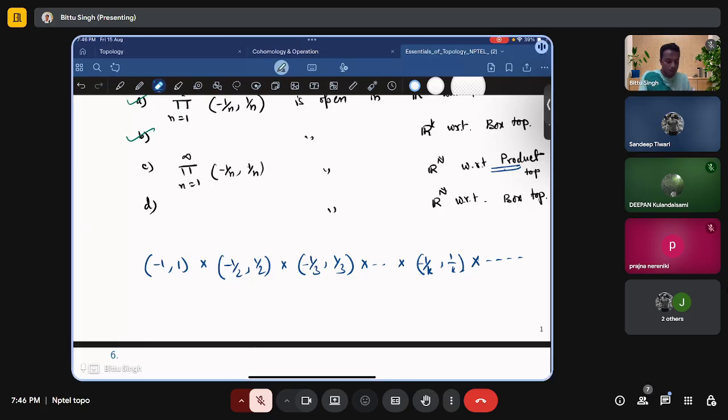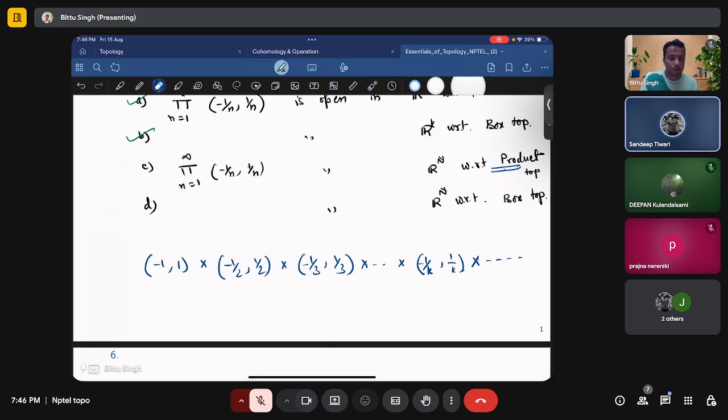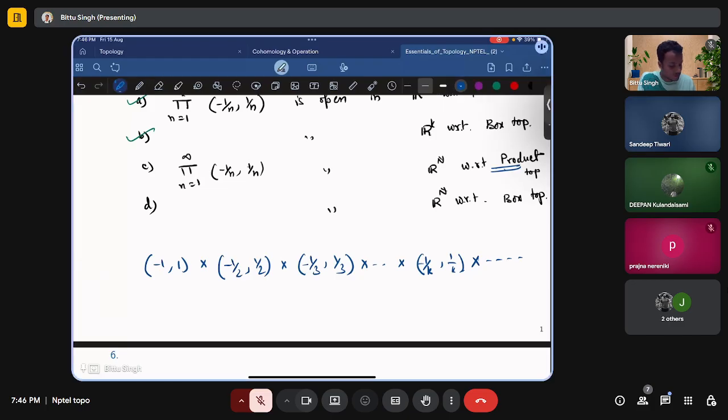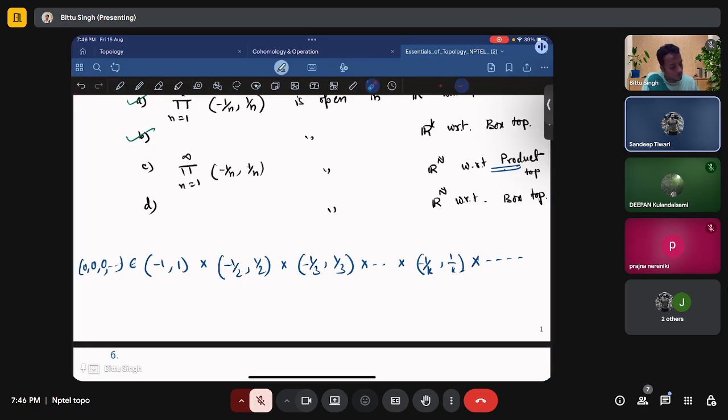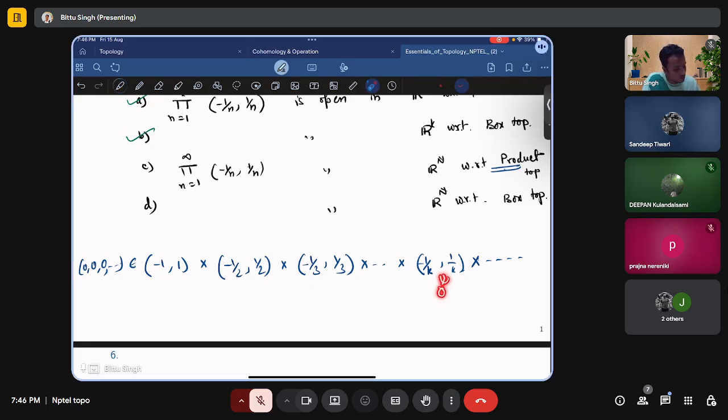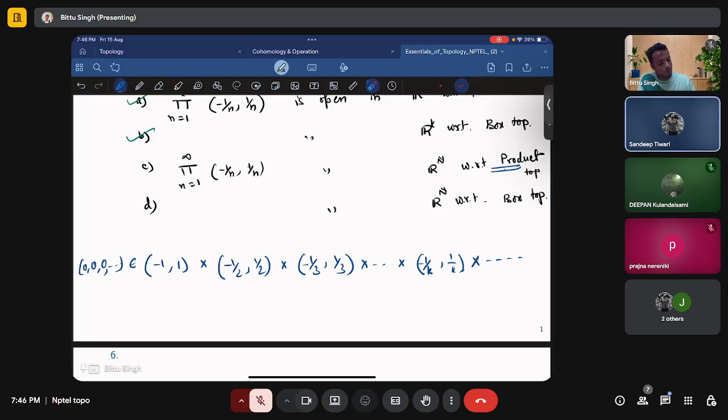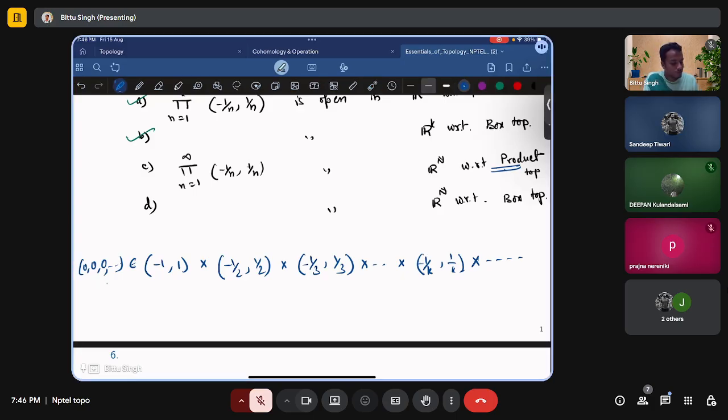Your guess is correct, but can you see that there exists some point for which there is no such neighborhood? Take the point 0, 0, 0, everything is 0. This belongs to this set. Every open set contains this 0. But what will be a basis neighborhood of 0?